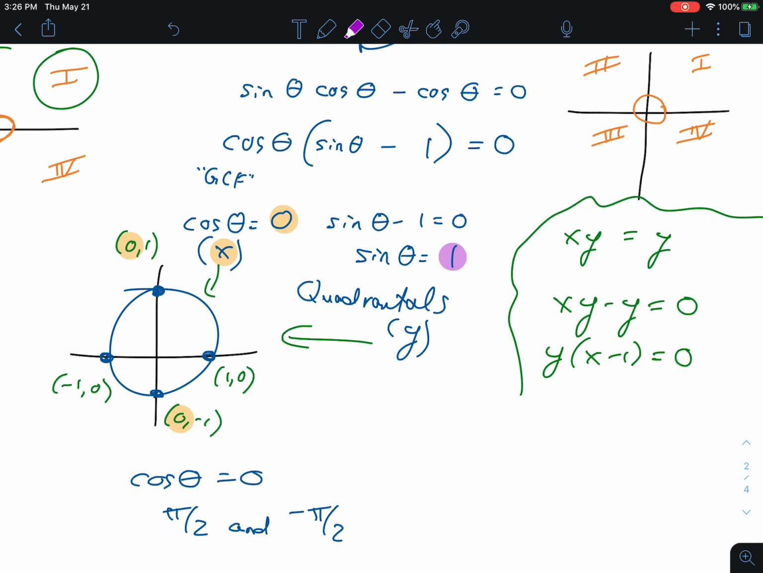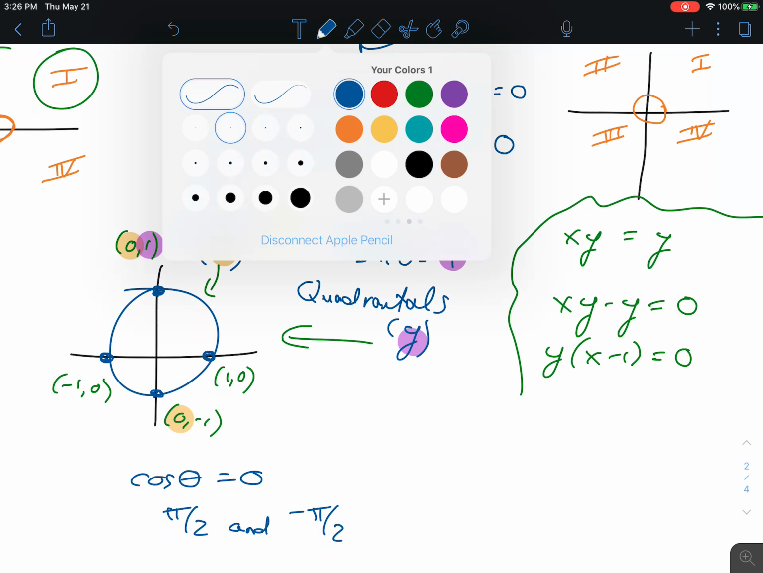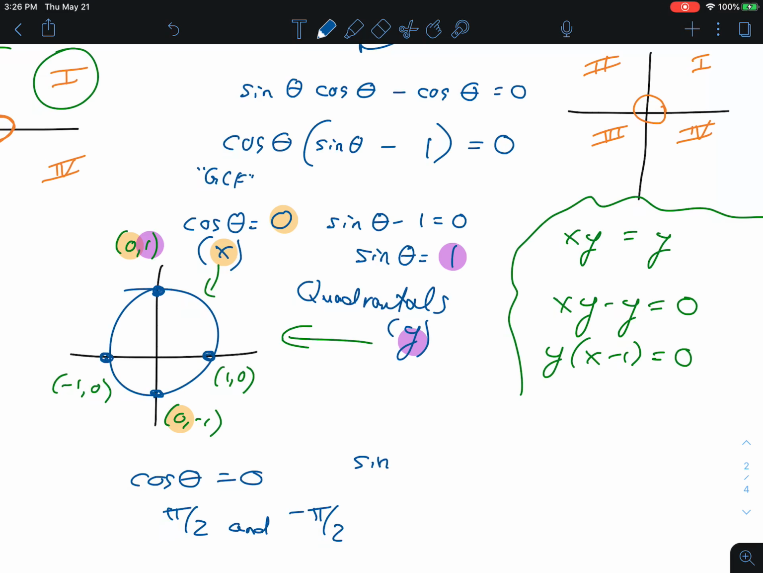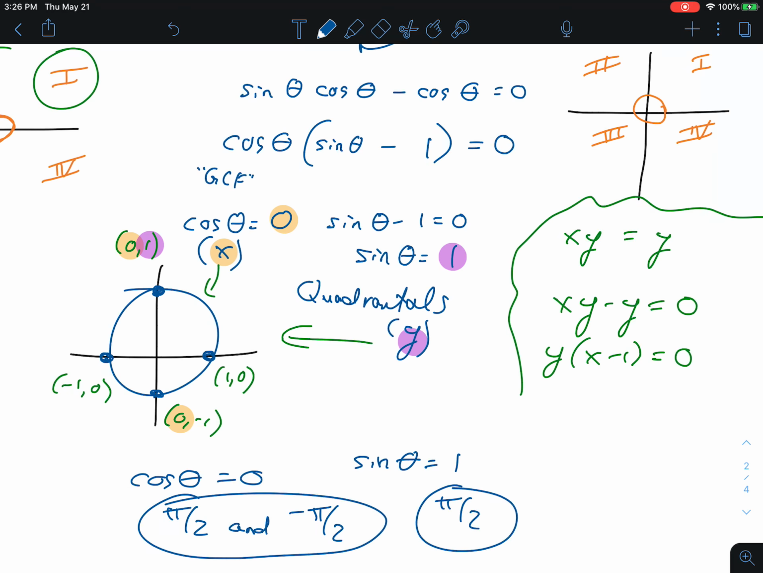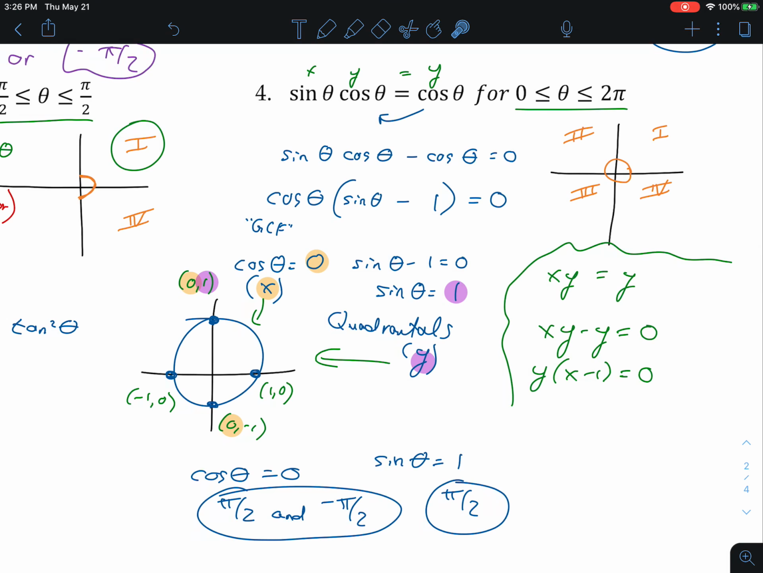When is sine equal to 1, which is the y part? It equals 1 here, and that's it, just up there. So sine of theta is equal to 1 at what point? At pi over 2. So a little bit of a weird example, right? But you get pi over 2 twice, and you get a negative pi over 2 in there.